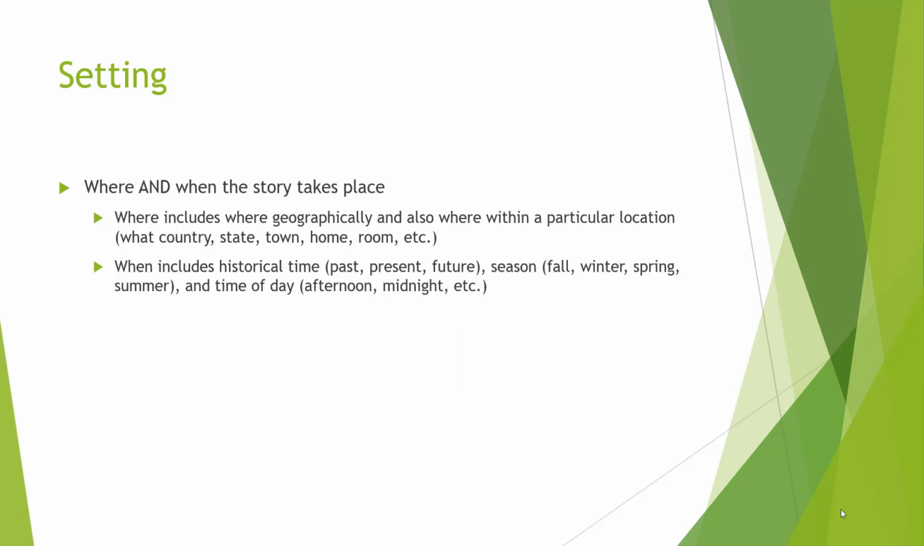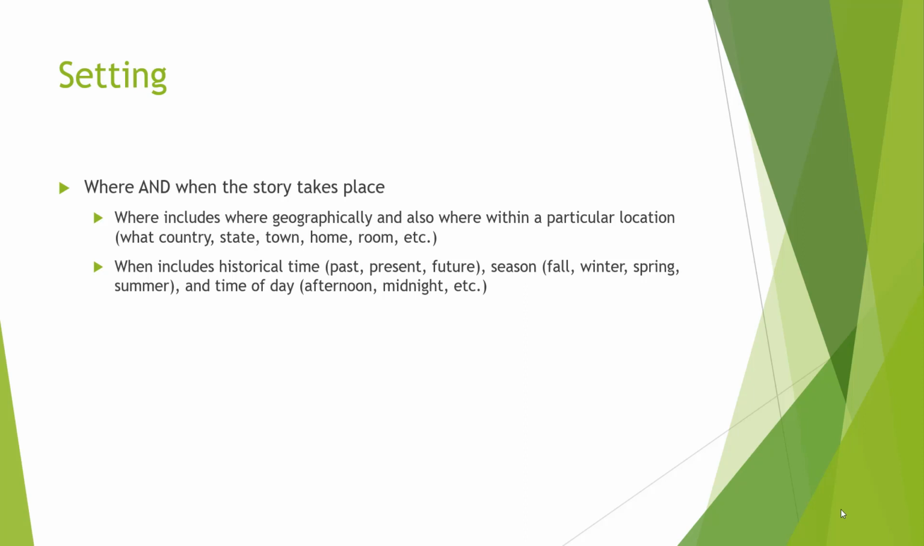Next up, let's talk about setting. Plot is what happens. Setting is where and also when it happens. So the where, we're talking from general to specific. Geographically, where is it? Like what country, what state, what town? Is it city? Is it country? Is it urban? Is it suburban? Is it rural? And then also where, more specifically, at what location is this taking place?